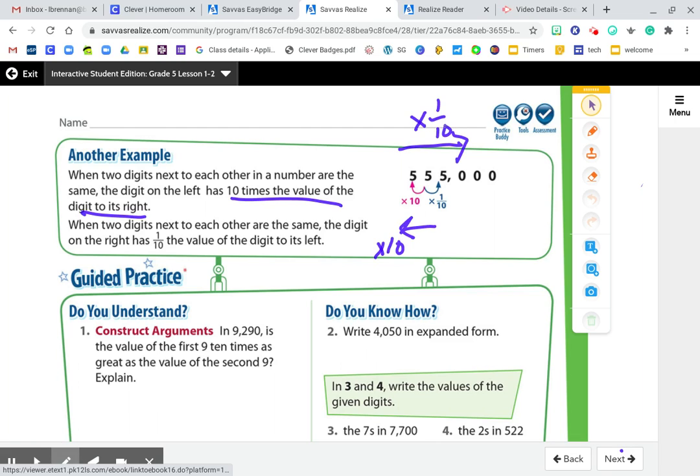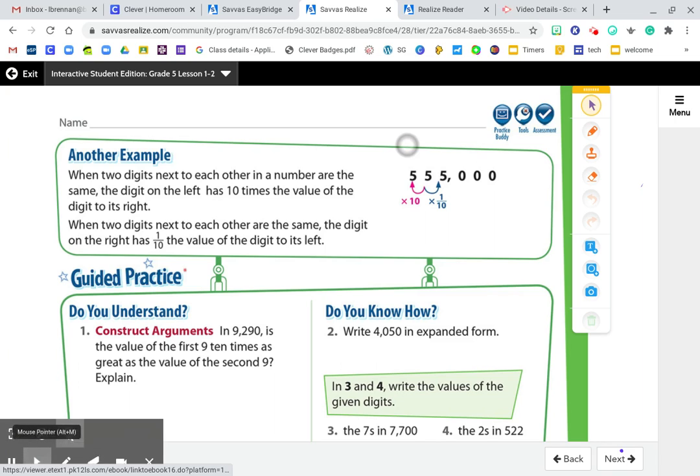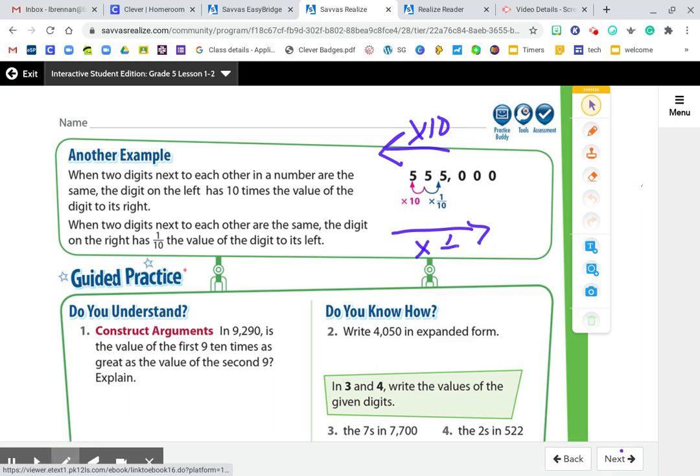And that will come up later on in math. You can also say you're dividing by 10. And you'll see some more of that later on. So just remember that when you're moving to the left, we're multiplying by 10. And when we're going to the right, we're multiplying by 1/10, a fraction. So it's a smaller value. Or you can say you're dividing by 10.